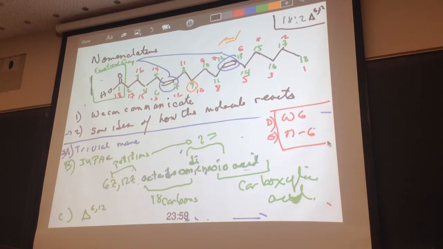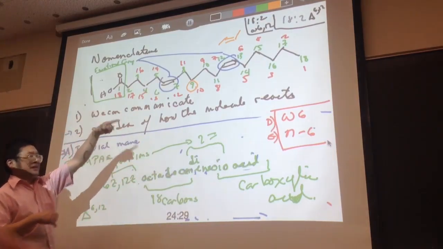So I will call them either n minus, omega, or delta, and you just have to know which direction you're numbering. So could you name this one in omega and n minus? It would be 18:2 at omega 6, 9, 12. Same answer, and then n minus just the same, because the position of these particular double bonds happens to be the same for us, exactly a third of the way through the chain.